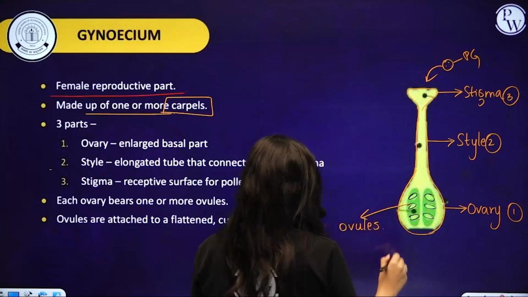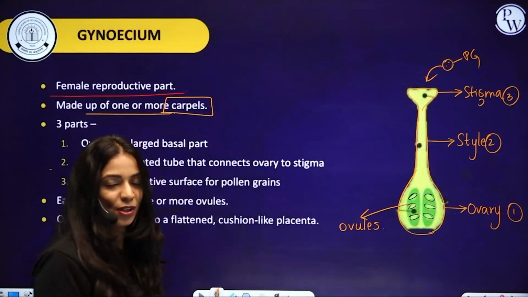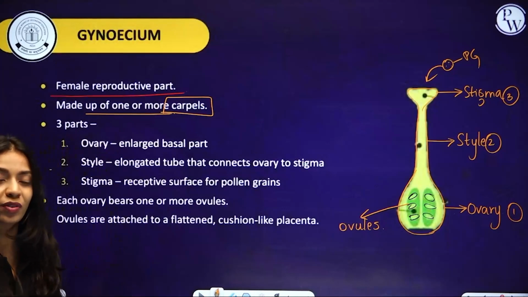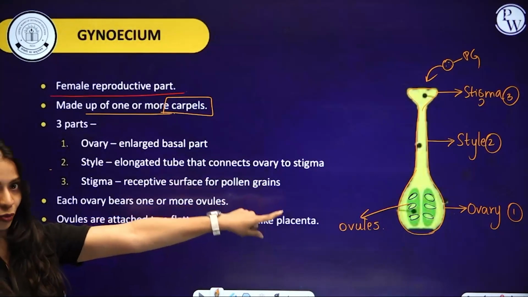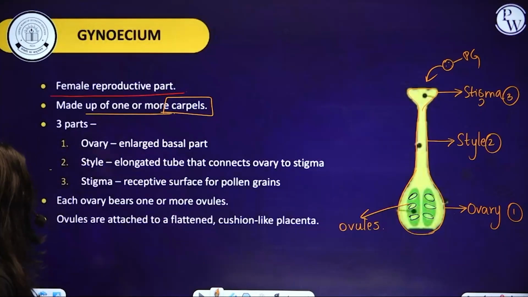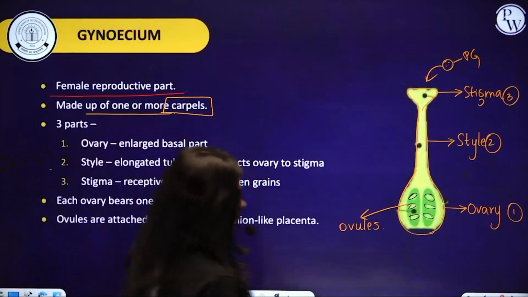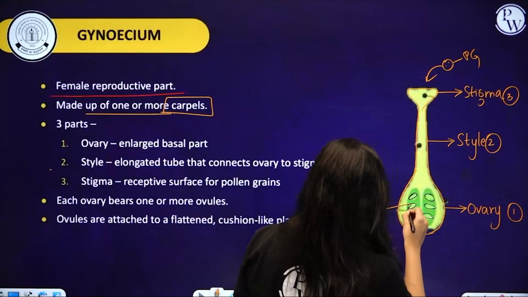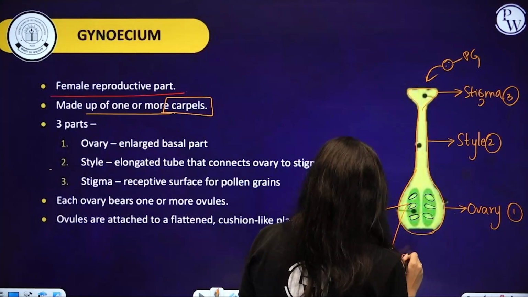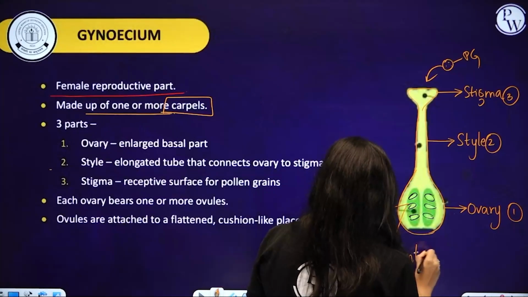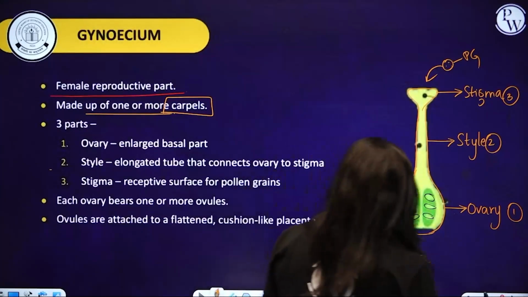Ovule numbers vary from one species to another. In some species, you can find only one ovule per ovary. In some species, like this illustration here, there is more than one ovule present in the ovary. So ovules are attached to a flattened cushion-like structure that is referred to as placenta. So these are the different parts of the gynoecium.